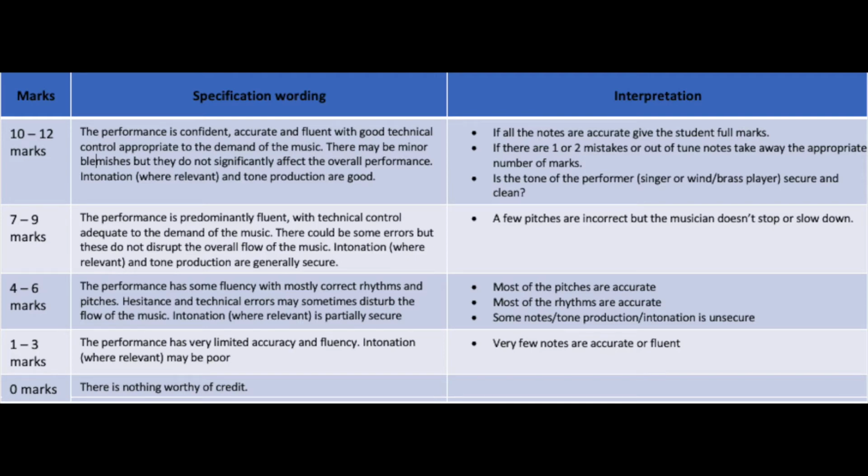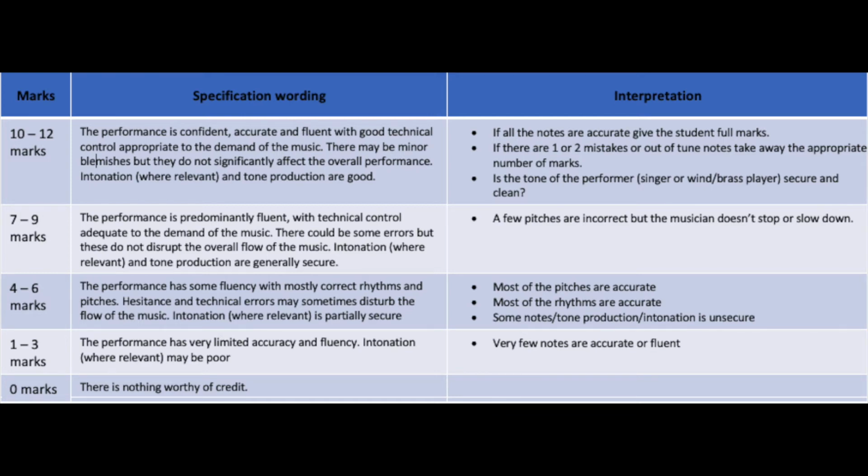So for the next step down between 7 and 9 marks, the specification says the performance is predominantly fluent with technical control adequate to the demand of the music. There could be some errors, but these do not disrupt the overall flow of the music. Intonation, where relevant, and tone production are generally secure. So I've put here that a few pitches might be incorrect, but the musician doesn't stop or slow down. So there might be a few more errors in the singing or in the instrumental playing, and there might be a few rhythms that don't quite fit with the piece of music, but you can give them 9 marks if it's almost there, 8 marks if it's kind of in the middle, and 7 marks if they're not doing so well in that category.